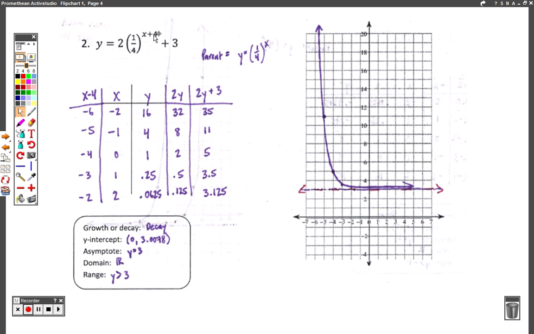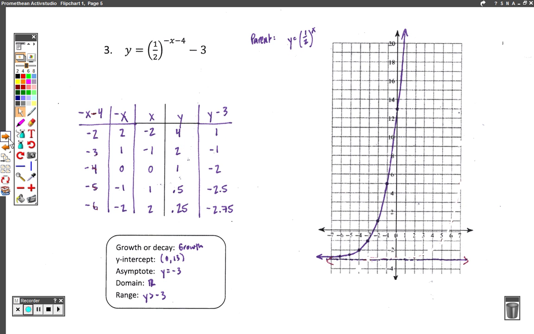So 0 plus 4, 1/4 to the 4th power, and then times 2, and then plus 3. And I think it ends up being like 3 and 1/128 or something. It's very small, but this is what this is. Alright. On the next one, number 3.